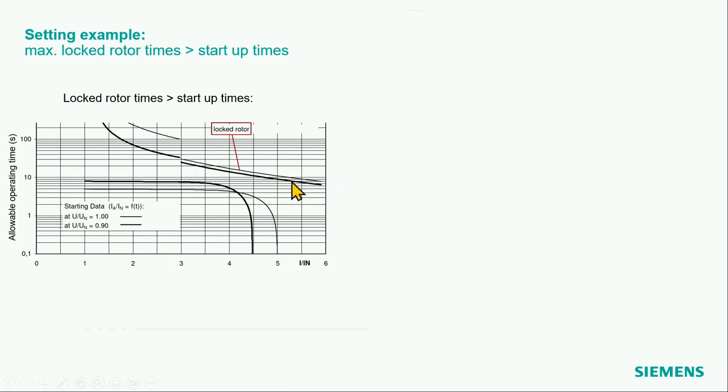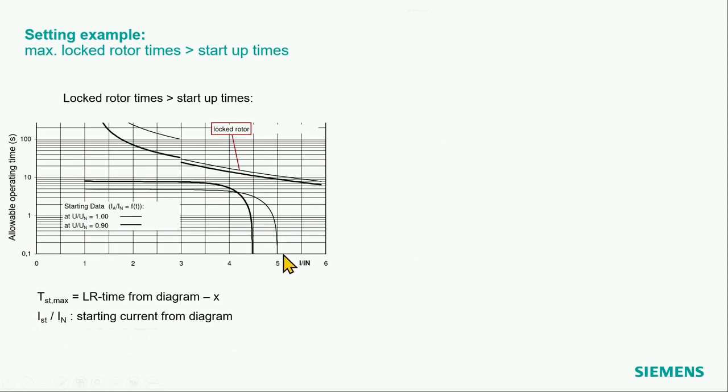Whereas this is the locked rotor time. So this is the maximum time which I can spend during the startup if the rotor is locked. If it's not locked and the motor is starting up, I have even more tolerance or leeway. That means I'm always on the safe side here. And in such a case, it's relatively simple what I can set as the maximum starting time. I take the locked rotor time and maybe subtract some time as a tolerance, especially if the locked rotor time is relatively long compared with the starting time. Then I go somewhere in between, and I'm always on the safe side.